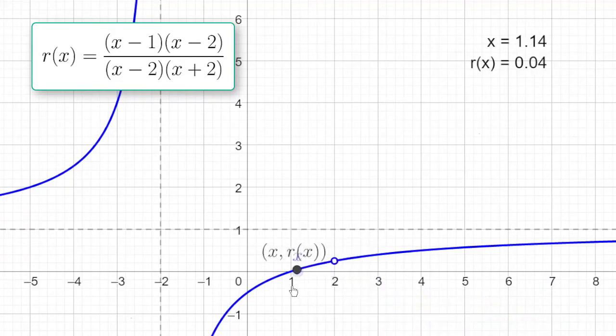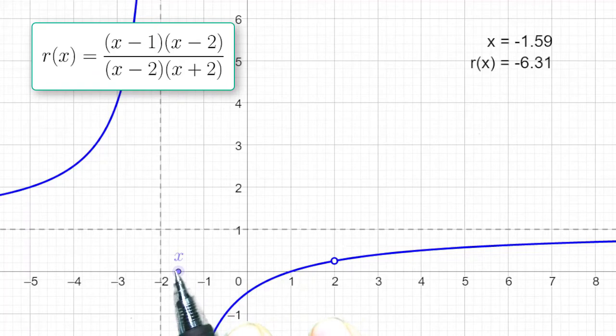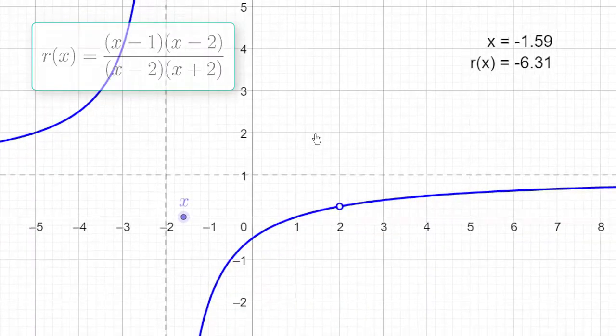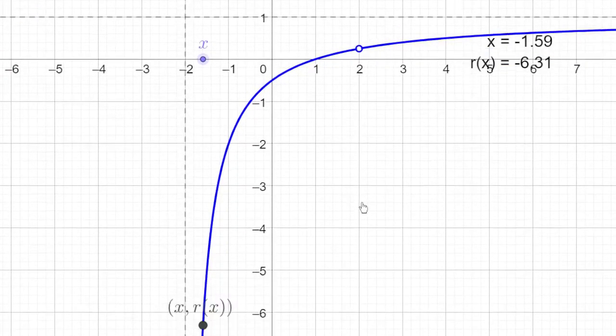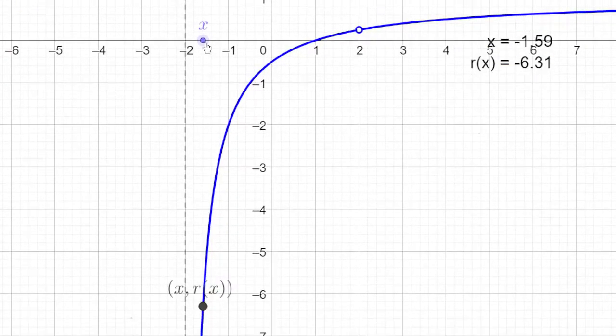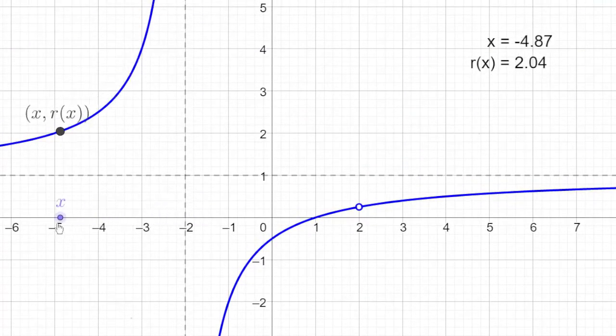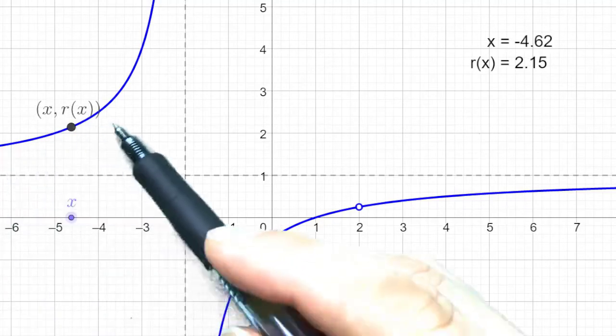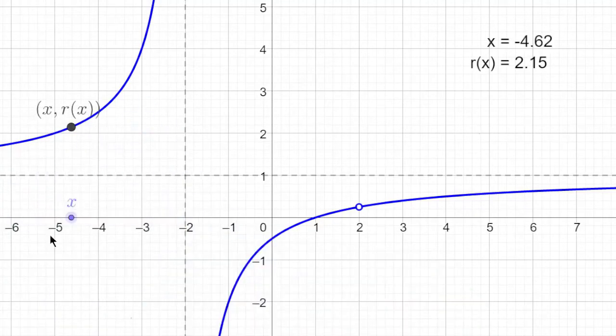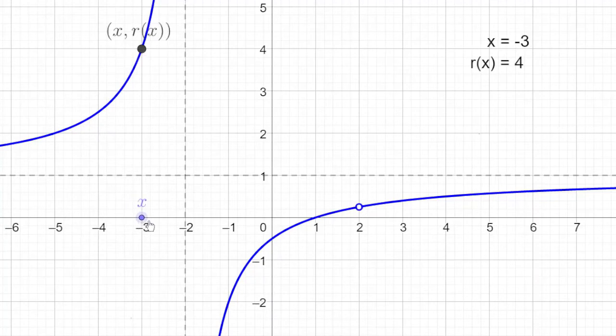As I move my value of x off to the left, I approach this negative 2. And we said that the value of r of x is going to negative infinity. And that's what we see here. You see this point down here, the value of r of x, it's going down, right? That point is going down to negative infinity. And as we approach negative 2 from the left, the value of r of x, the height of this point, is going up and up to positive infinity.